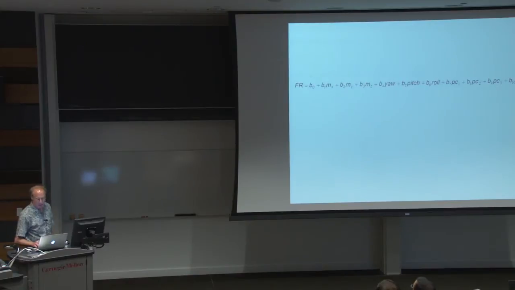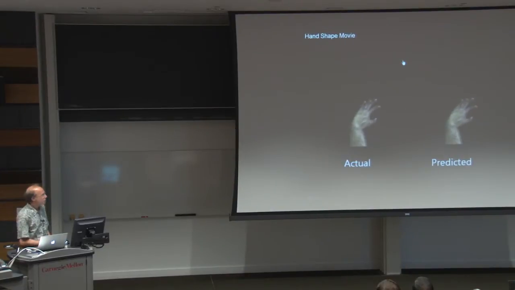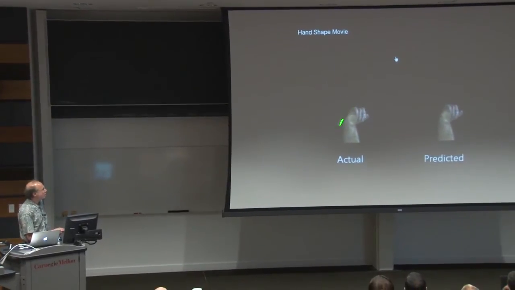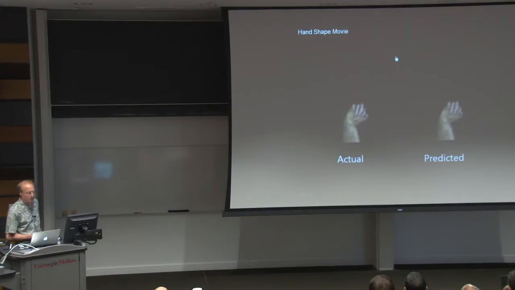So now we're up to 10 degrees of freedom, where we have these 4 principal components describing hand shape. And looking at the way the animal used his hand and using this model, we can show you how well we can predict. So here's the actual hand movements. Here's what we're able to predict using this model as he reaches those objects. And you can see we get a good match.